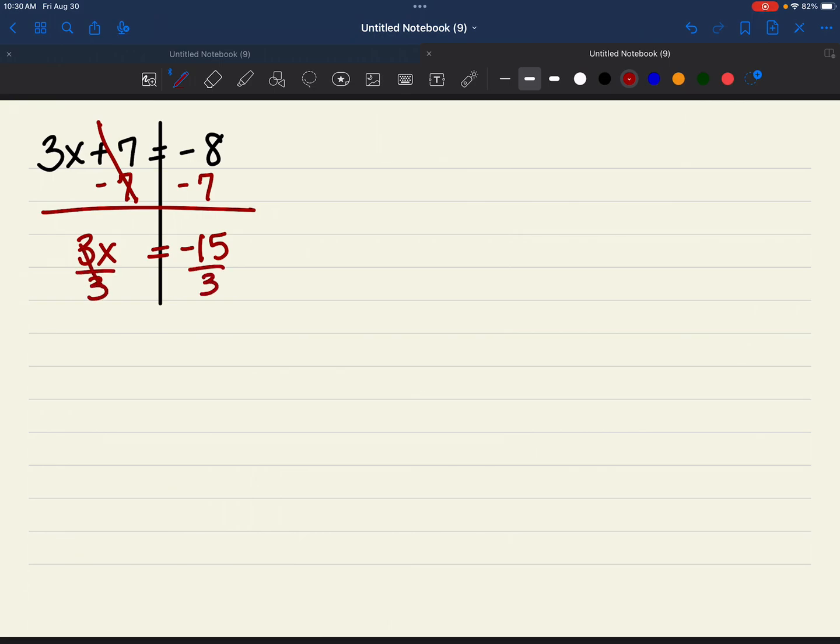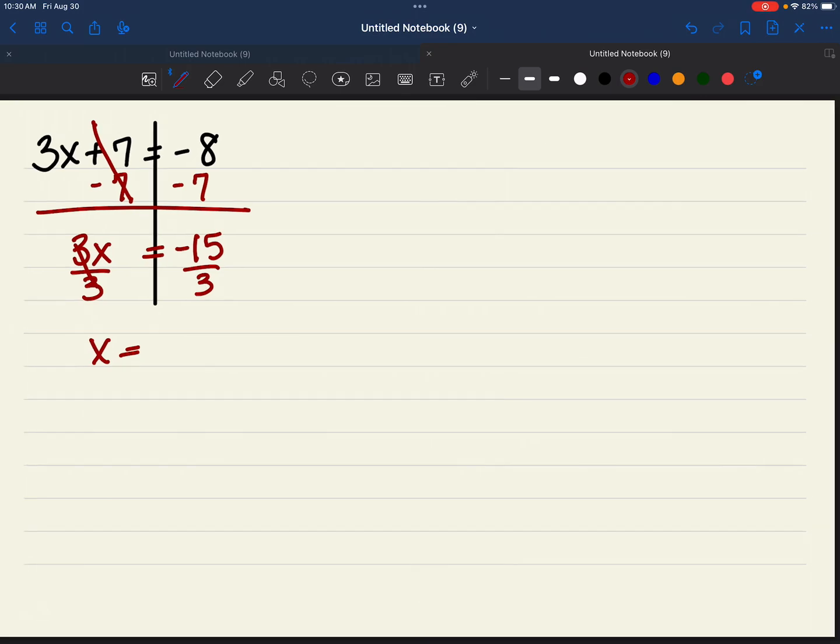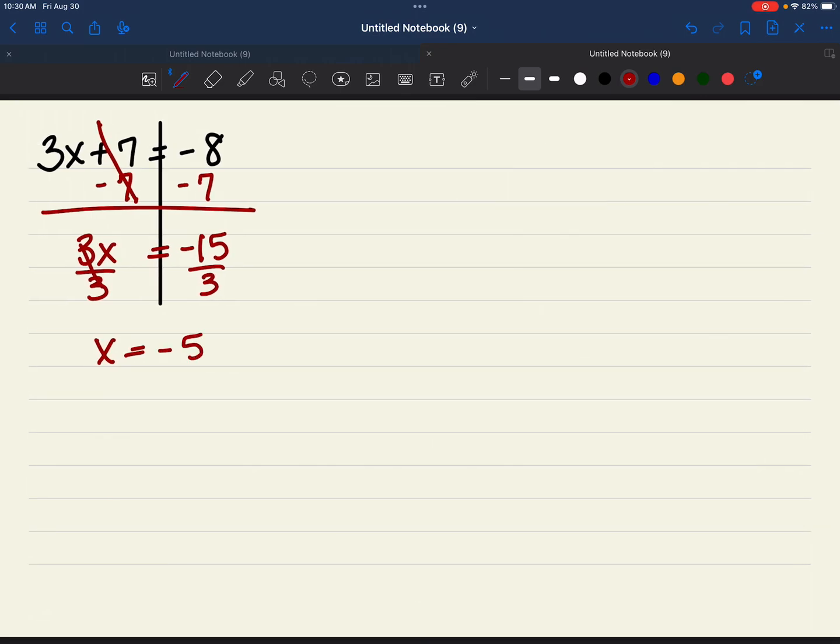Okay, then Callan, what's your last step to get x by itself? You divide by 3 on each side. Good. And you get x is equal to... negative 3 or positive 3? Hold up. Negative 5 is correct.